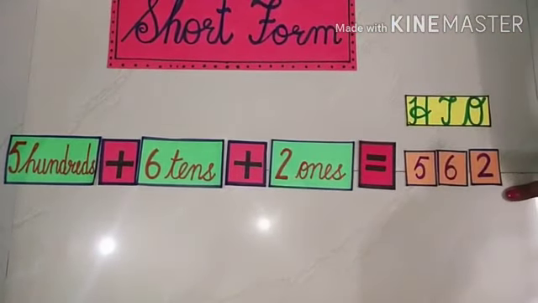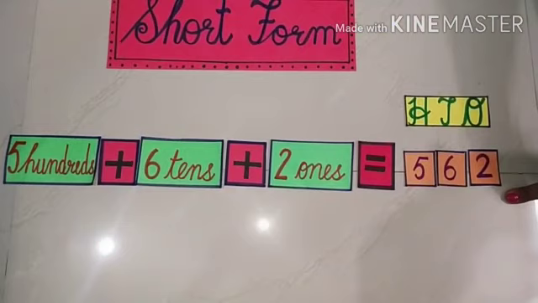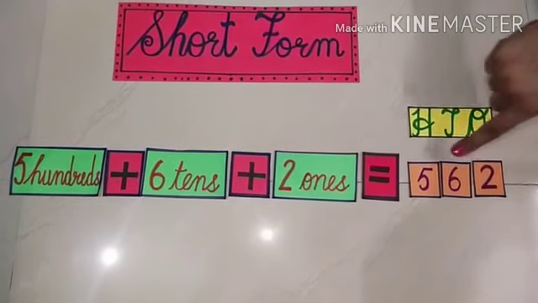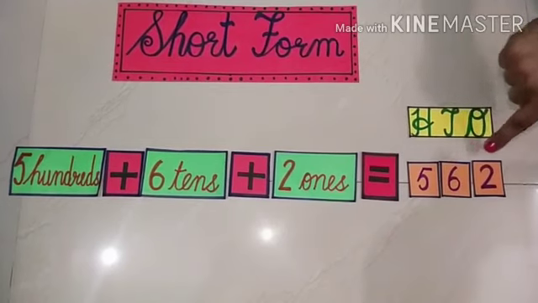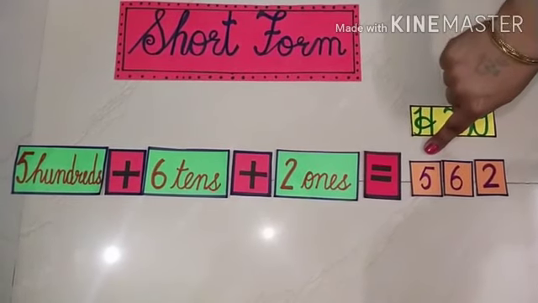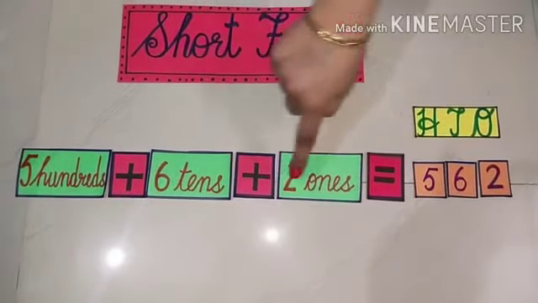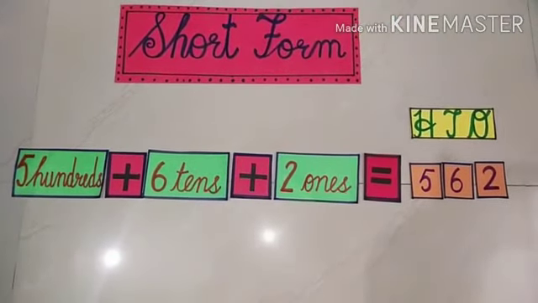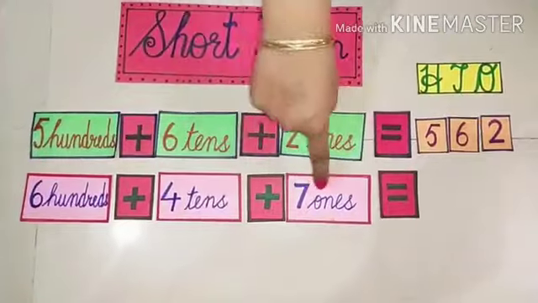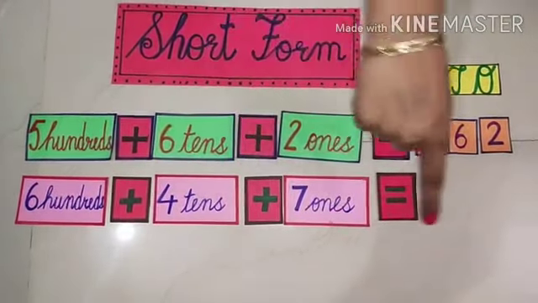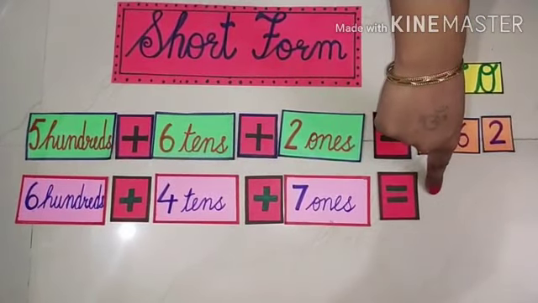Now, it becomes short. Read this number. 562. Expanded form, short form. Here, expanded form is given. Now, you have to write the short form.